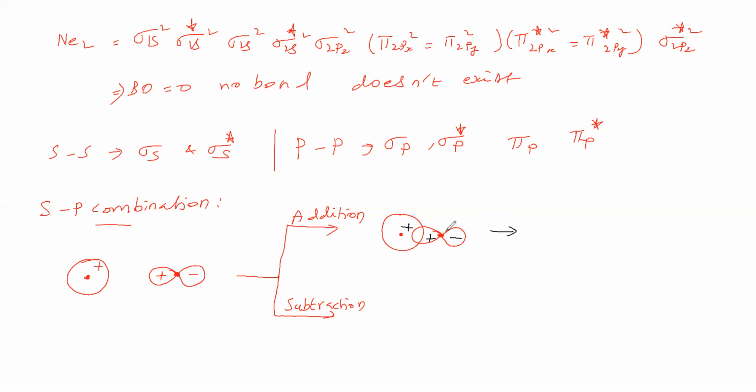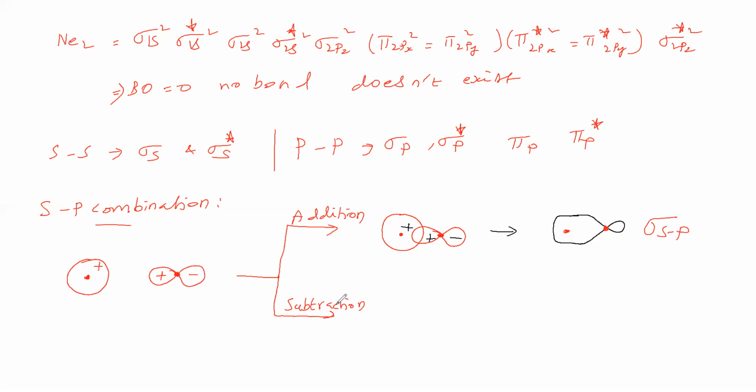This addition overlap means constructive interference, where construction takes place. So this addition overlap, this sp combination, gives a molecular orbital. That molecular orbital will look like this. It is one nucleus, it is another nucleus. This is what we call sigma sp. Why sigma? Because the overlapping takes place along the internuclear axis, therefore sigma. So we said it is sigma sp.